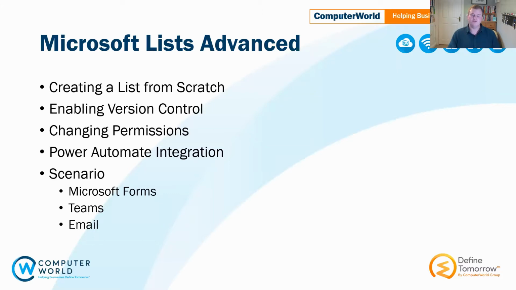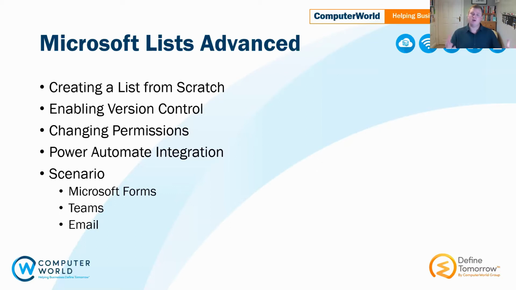As I said, we're running a session later on today for the Microsoft Lists advanced users. We're going to look at creating a list right from scratch, not from a template, and the things we should consider. We're going to enable version control in SharePoint so you can see multiple iterations inside Microsoft Lists. We're going to change the permissions to lock out people from editing the structure of the list and allow people to just either view or edit the information.